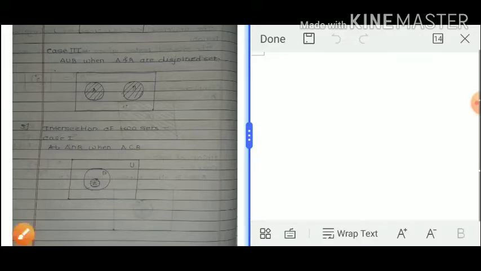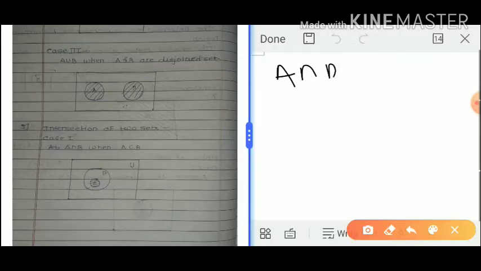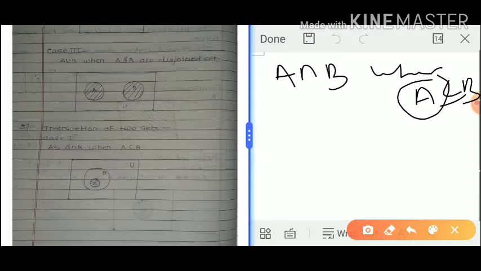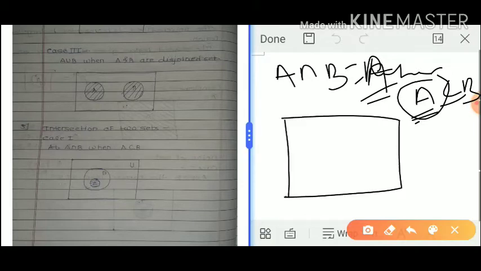Next, case first: A intersection B when A is a subset of B. From this statement we already know what A subset B means: all the elements of A belong to B. Here we need to consider only common elements, meaning all the elements of A which belong to B. So the answer is A. Draw a diagram for the given universal set U.